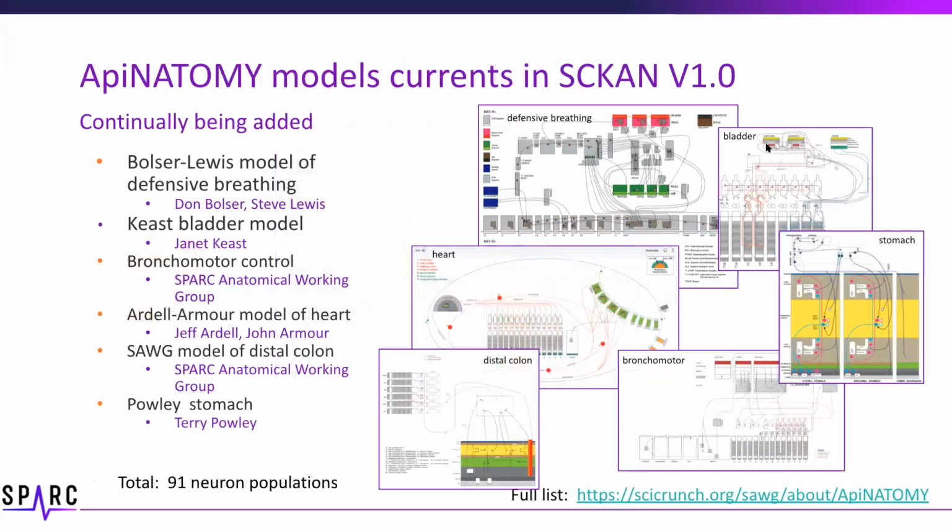So the current models that we have in SCAN are 1, 2, 3, 4, 5, 6, right? They are continually being added. But the ones that are in SCAN version 1.0, which is our current release, represent the Bolser-Lewis model of defensive breathing, which comes from Don Bolser and Steve Lewis, the Keast bladder model, and these are all SPARC investigators, from Janet Keast, bronchomotor control, the Jeff Ardell, John Armour model of the heart, the SAWG model of the distal colon, and that primarily came from the SPARC Anatomical Working Group, and the Powley stomach, which is a stomach model that came via Terry Powley. And together, these represent about 91 different neuron populations.